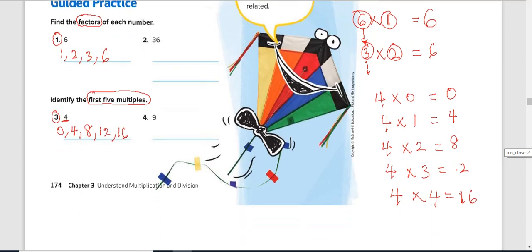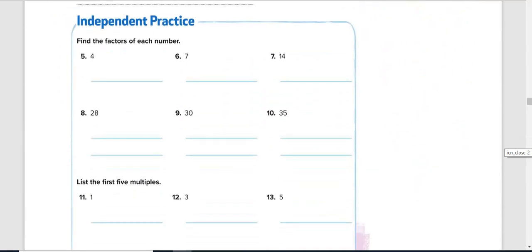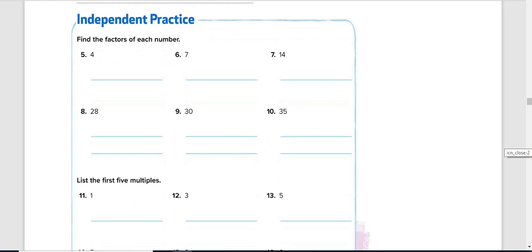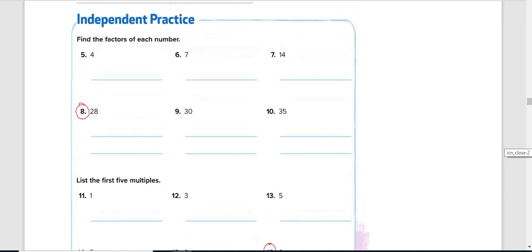Alright, so I want you to try number 2 and number 4 by yourself. This is another practice you can try on your own. Find the factors of each number. Let me do number 8 and, let's say, number 16. So number 8 is asking us to find the factors of 28. So very easy, don't forget, start with the number itself.